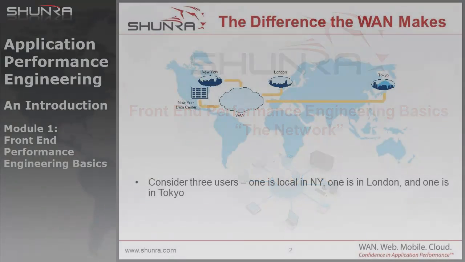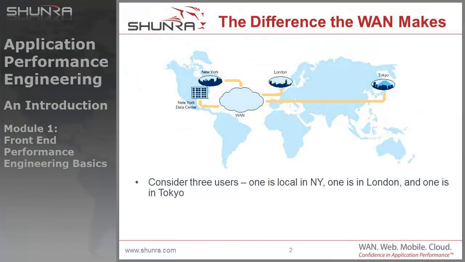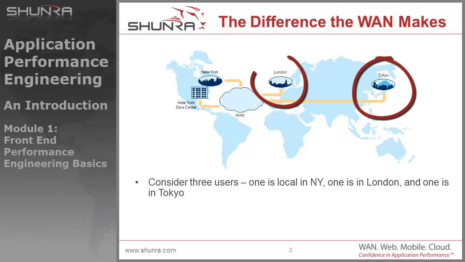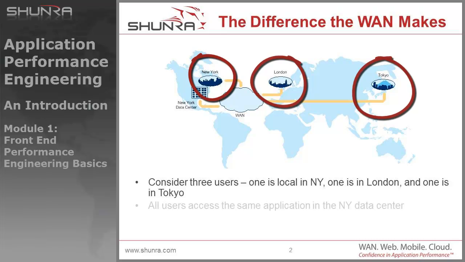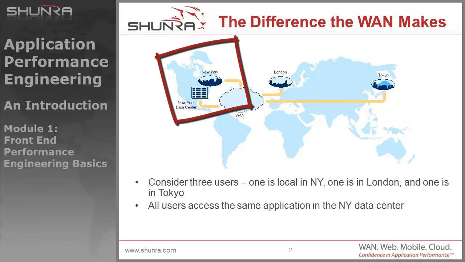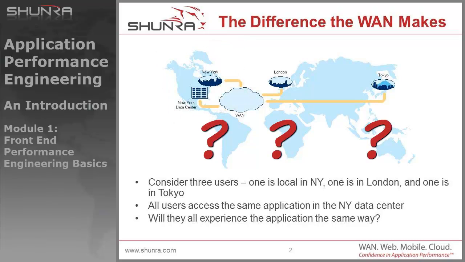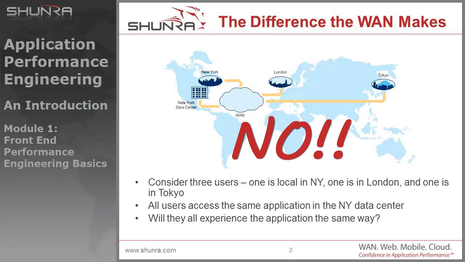Let's take this example. We have three sets of users. A set of users are in Tokyo, a set of users are in London, and a set of users are in New York City. The data center is located in New York City. Will each of these users accessing the same application in the different locations experience that application the same way? The answer will be no.